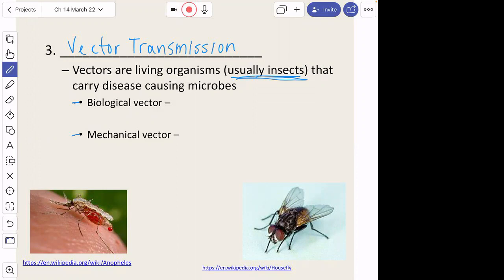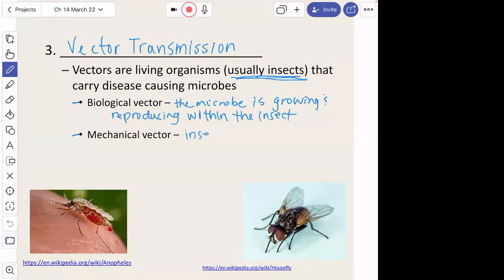A biological vector, in this case, is one where the microbe, whether it's a protozoa or virus or whatever, is growing and reproducing within the insect. And a mechanical vector, the insect is a passive carrier.